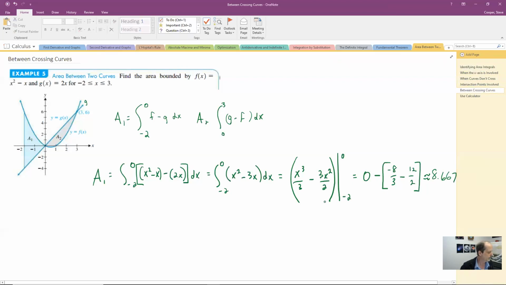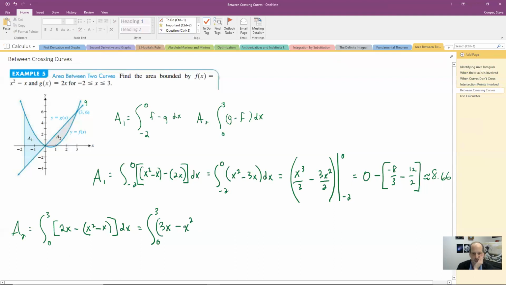Okay, and then we also have to calculate A2 from 0 to 3, and this time it's going to be G, so it's going to be 2x minus F. So that'll be the 2x, so that'll be 3x minus x squared, running from 0 to 3.